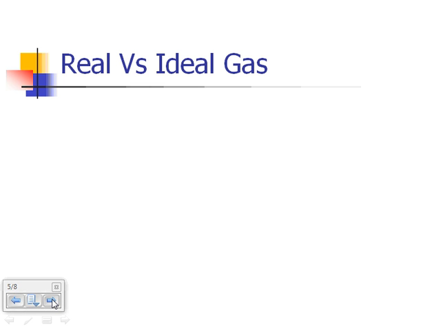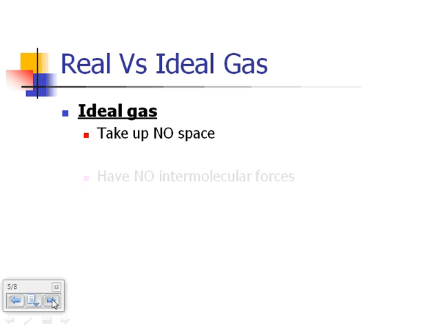Real gases versus ideal gases. This is the ideal gas law. It assumes a few things about gases that aren't really true. So let's take a look at what an ideal gas is and what a real gas is. An ideal gas, according to this law, takes up no space. That's not really true, but for these calculations, it pretty much holds true.